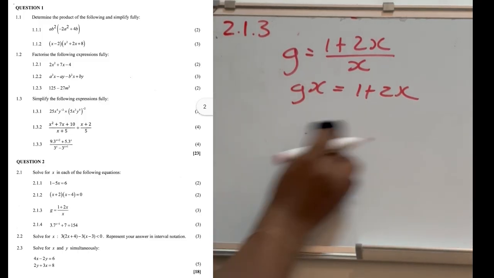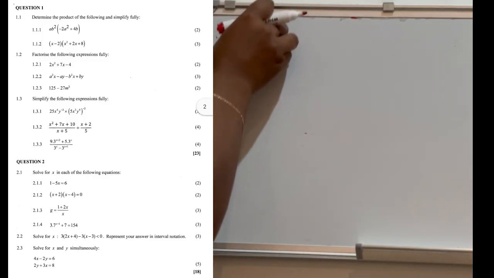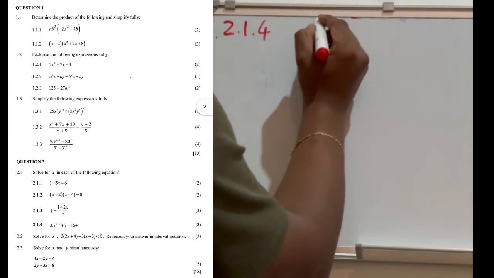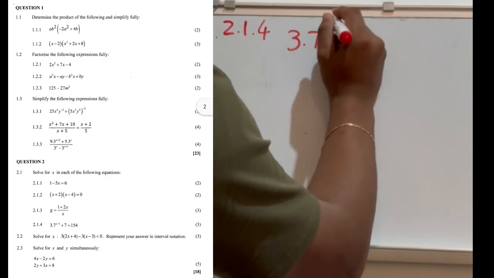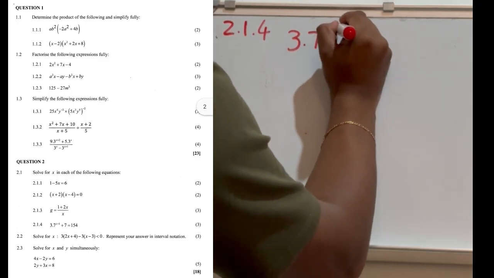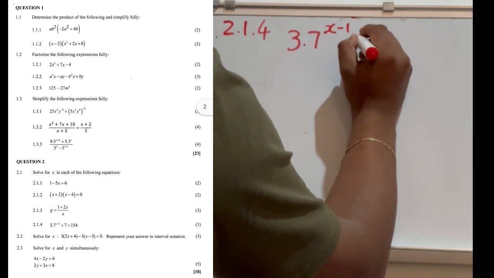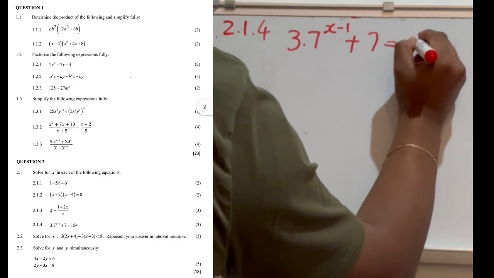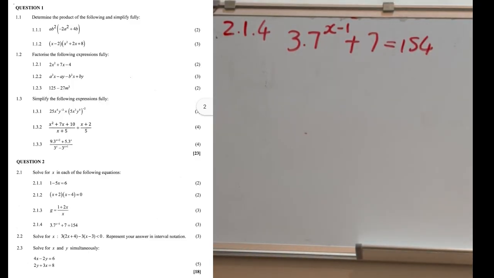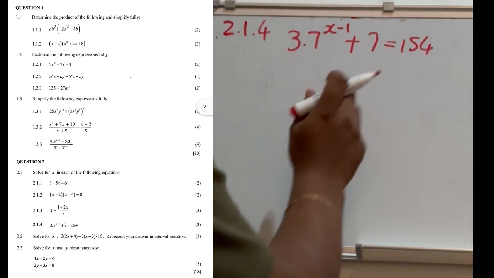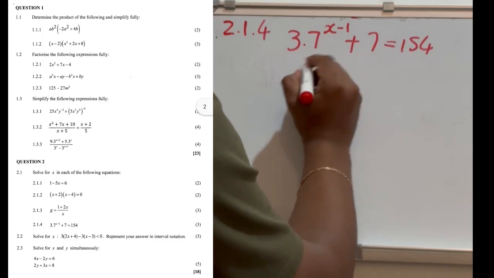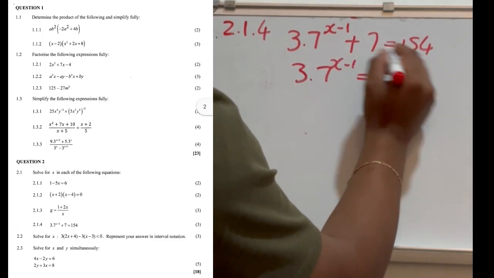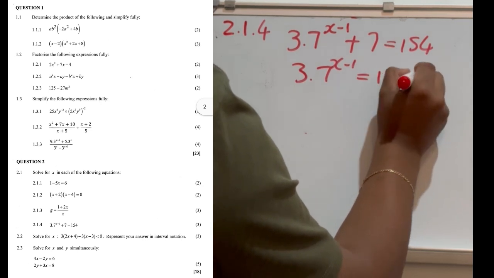Okay. So 2.1.4. 3 times 7 to the power x minus 1 plus 7 equal to 154. Okay, so the first thing here we're going to do, we're going to take the number over. We're going to say that is 154 minus 7, which is 147.